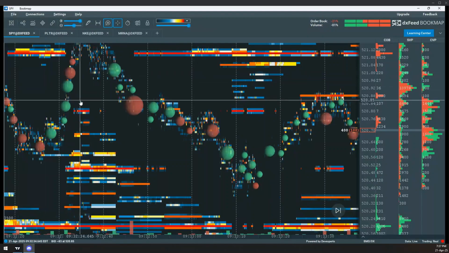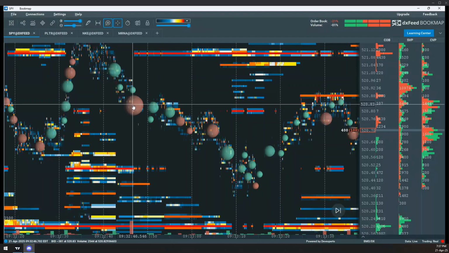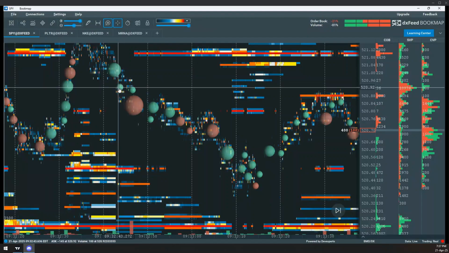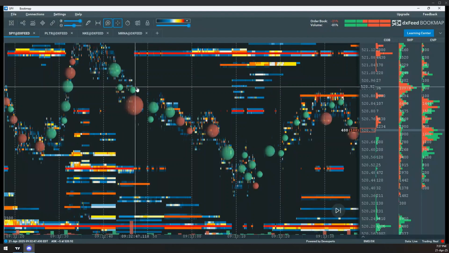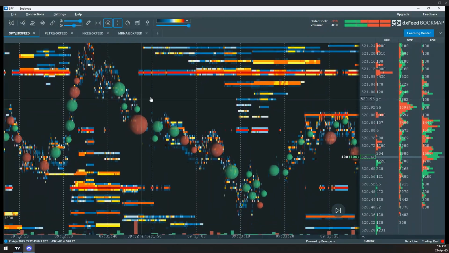So this here's the book map, and these are orders that got filled either on the ask or on the bid. This is how they tell you what it shows. The bigger it is, it shows you the rest of either the ask or the bid. The ask is the sellers, and the bid is the buyers, as we all know already.